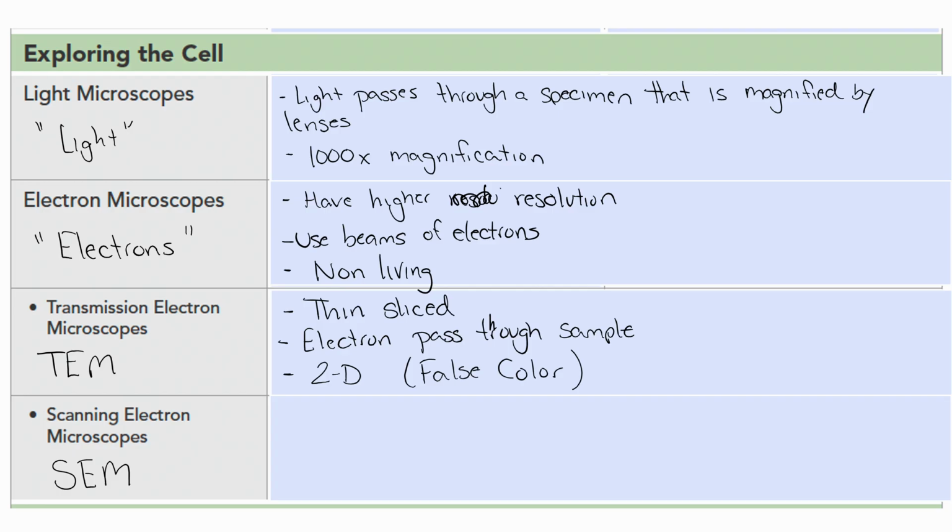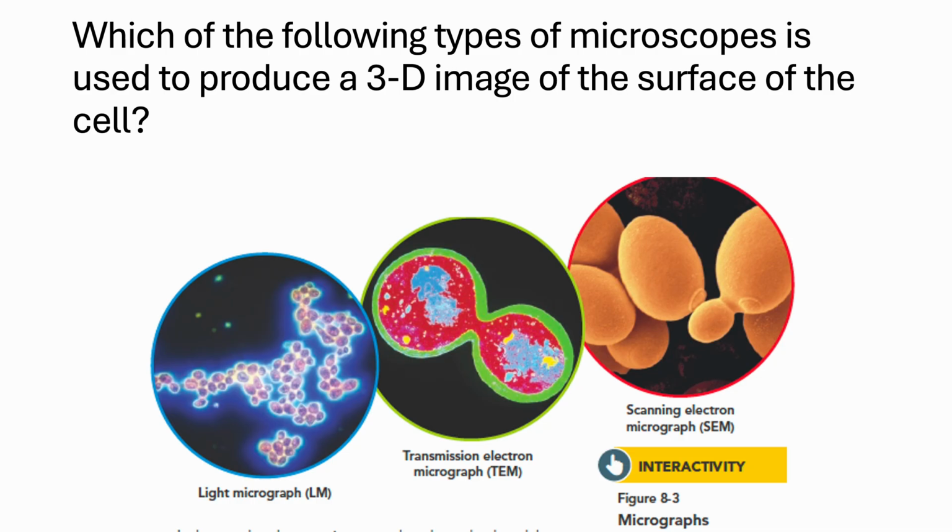Now, a scanning electron microscope produces a 3D image. We're scanning the surface, so you can see the shape of all these different things. When we bombard those electrons to scan the surface, a computer modifies that picture for us. So these are the three types of microscopes we're looking at: light microscope, transmission electron microscope, and scanning electron microscope.